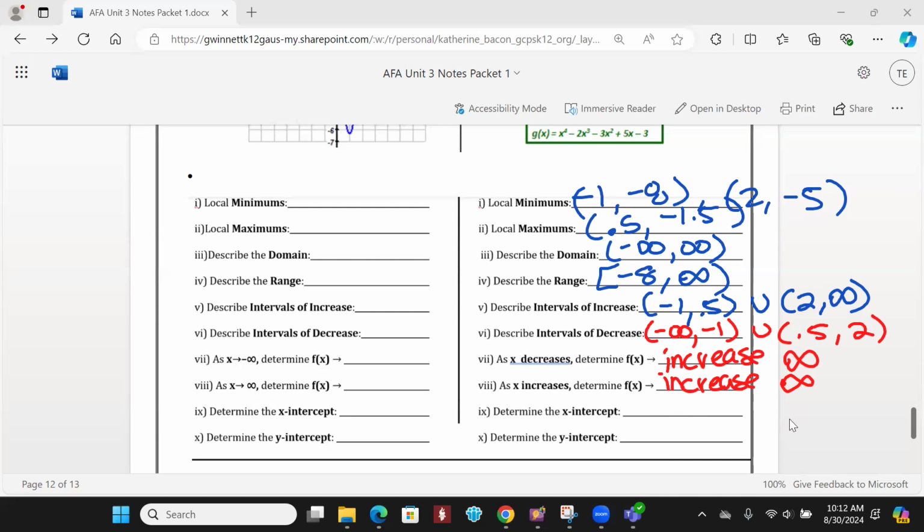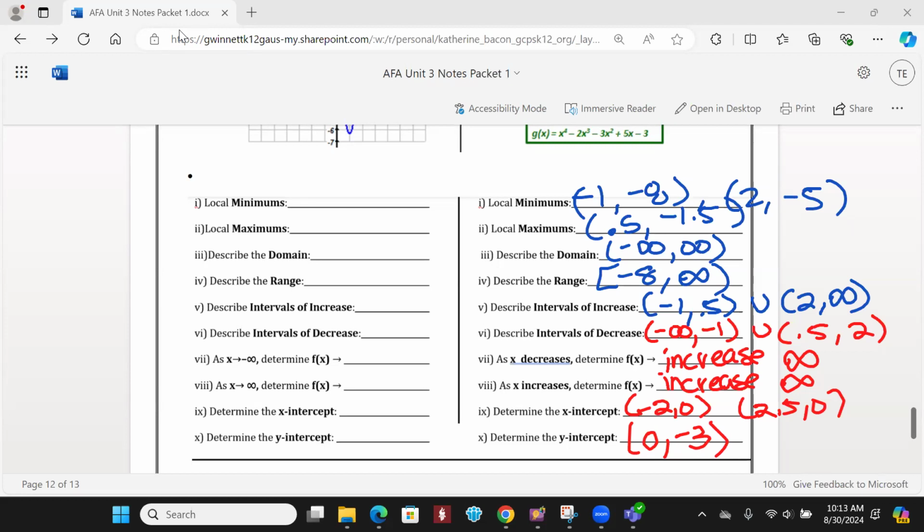Okay? Determine the x-intercept. Where does it cross the x-axis? You can kind of guesstimate on this one. And 2.5. I'll take that. If you put -1.75, that's okay too. Okay? The y-intercept, 0, -3. Okay? Biggest mistake that people make on this is they just put one number instead of an actual location. You got to do both. You got to put both the x and y. Okay? Flip the page.